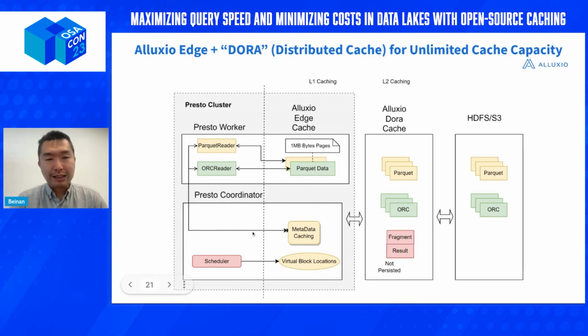And for the Presto query or Trino query or Impala query, whatever, it's the same thing. It will try to check the local cache first, the edge cache. If it's not there, check the secondary cache, the DORA cache. If it's still not there, it will go to the UFS, the HDFS or S3. It can save your cost and improve your query latency.